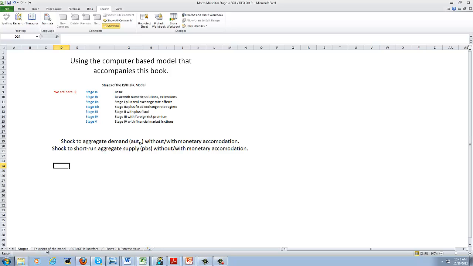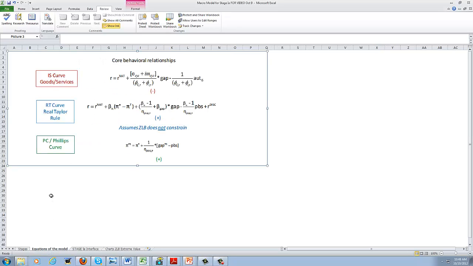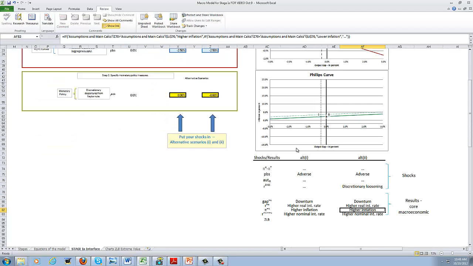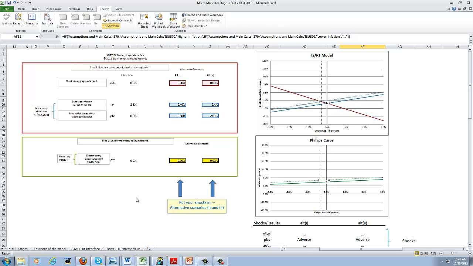Now, let's look at this next sheet. It's called Equations of the Model. This is our cheat sheet. We're going to have to go back to it occasionally to envisage how the shocks will affect the different curves in the graphical representation of the model. So now we're going to go to the main sheet, and this is called Stage 1A Interface.